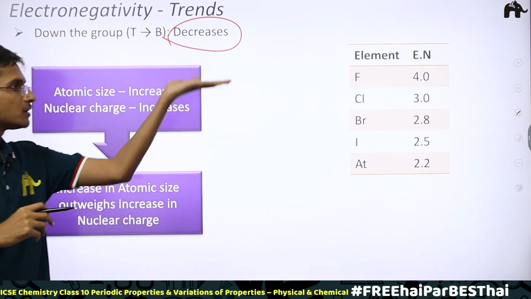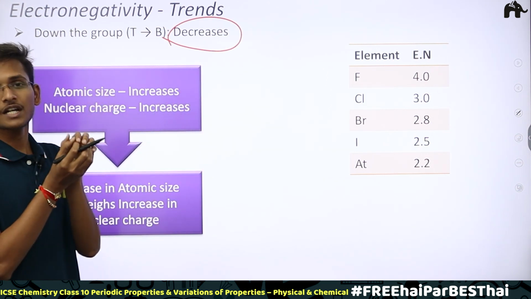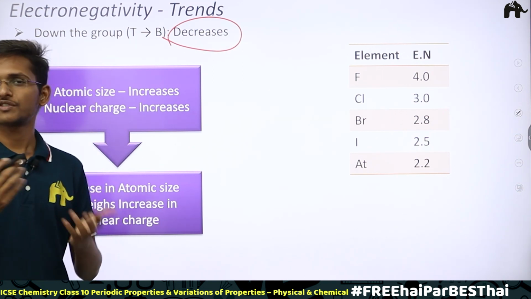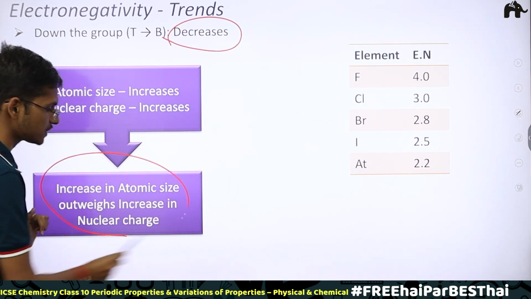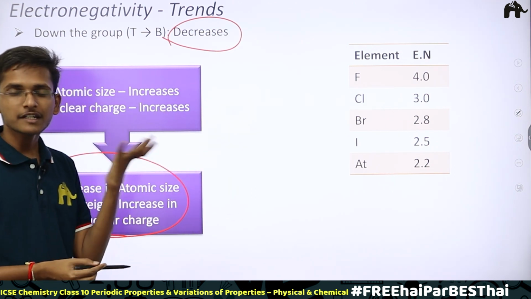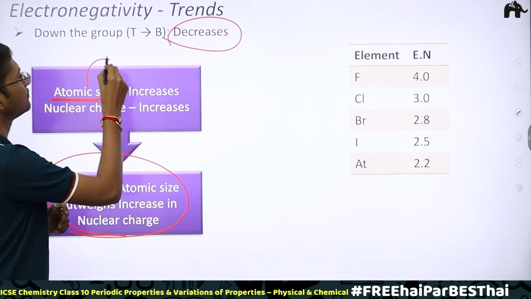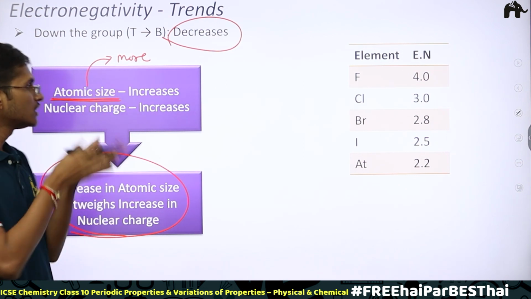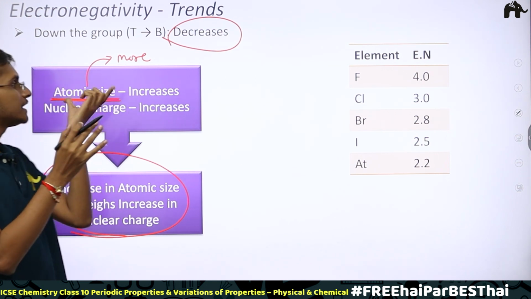What is happening? When we are moving down the group, atomic size is increasing and nuclear charge is also increasing. So we already know the twist in the story, that the increase in the atomic size is more than the increase in the nuclear charge. So the effect due to the increase in the atomic size would be more than the effect due to the increase in the nuclear charge. So what would be the net effect then? The net effect would be due to the increase in the atomic size.